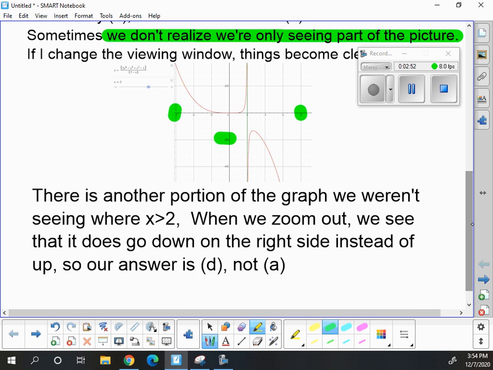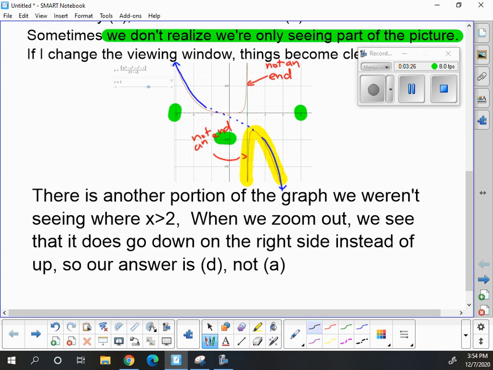What it points out is that when you move to the right, where x is greater than 2, there's this whole piece of the graph that we weren't seeing before. So yes, it does have this behavior, but this is not an end of the graph. And neither is this. Those are on the interior of the graph. What we see on the ends of the graph as x goes to infinity is going down to the right, up to the left, just like graph D.